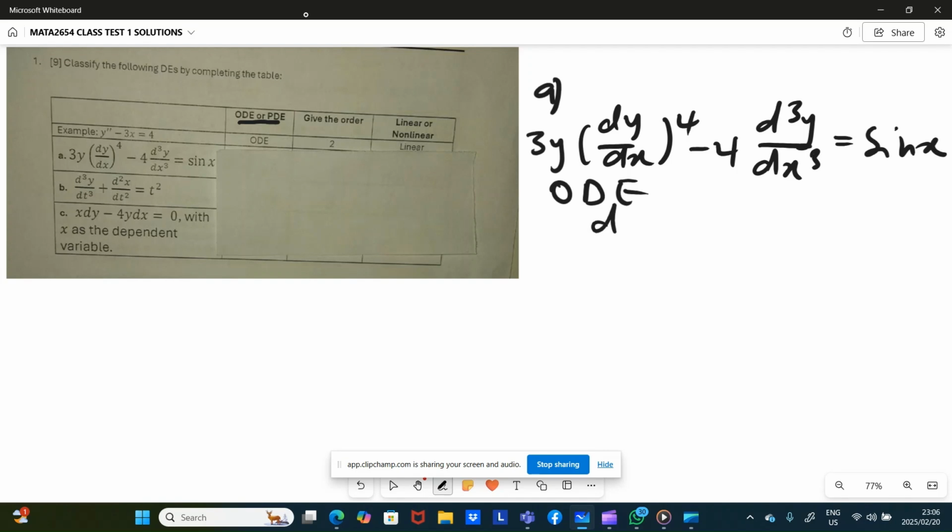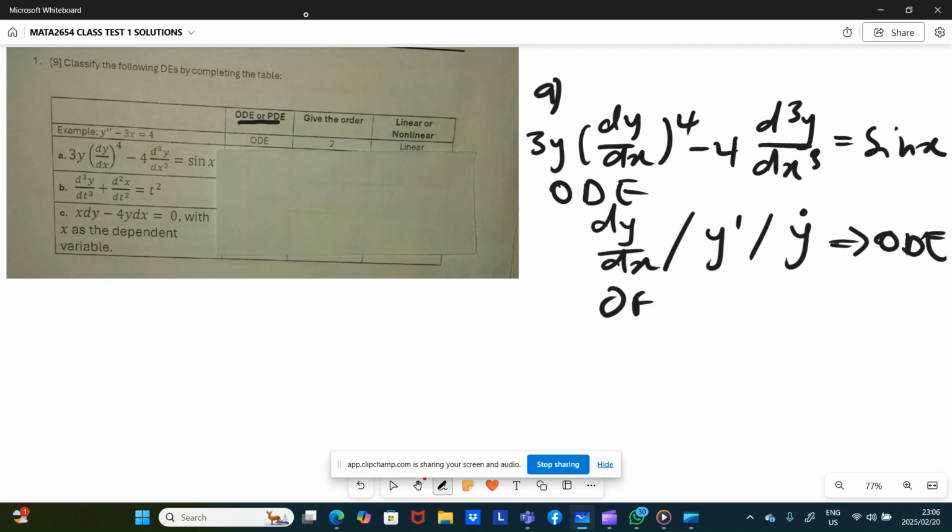When we see the notation dy/dx or y prime, or y with a dot at the top, all of this implies that we are dealing with ordinary differential equations. However, if you see something like the partial of f with respect to x, or the partial of y with respect to x, then you know that you are dealing with partial differential equations. So this one is an ordinary differential equation.